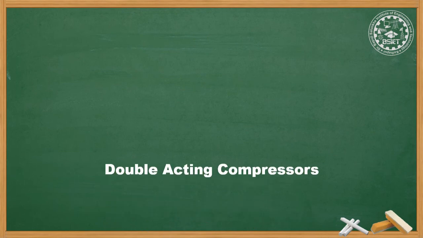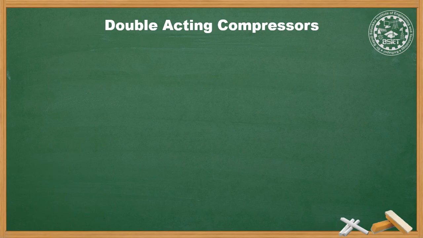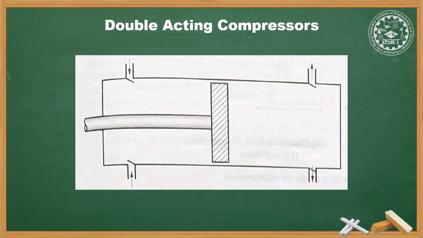Next is the double acting reciprocating air compressor. Double acting reciprocating air compressors are always horizontal, as shown in the figure below. There are two deliveries, one from each side of the piston, for each revolution of the crankshaft. That is, there are two deliveries of air for each revolution of the crankshaft, whereas in a single acting compressor there is a single delivery of air for a single revolution of the crankshaft.